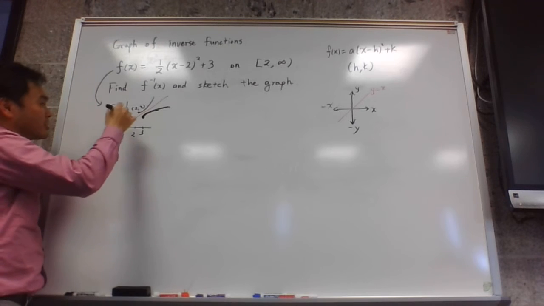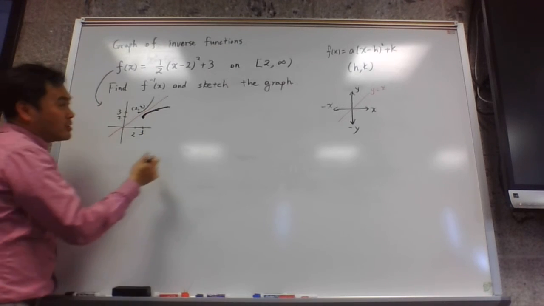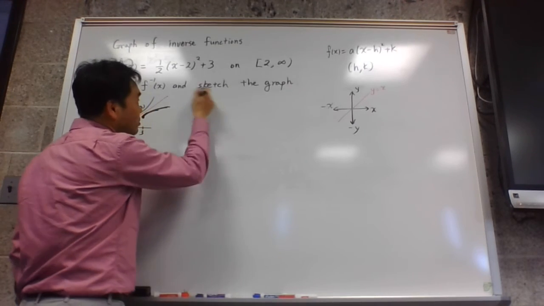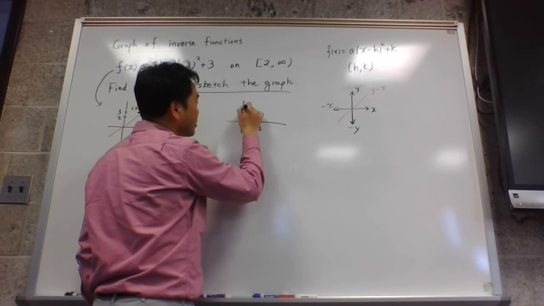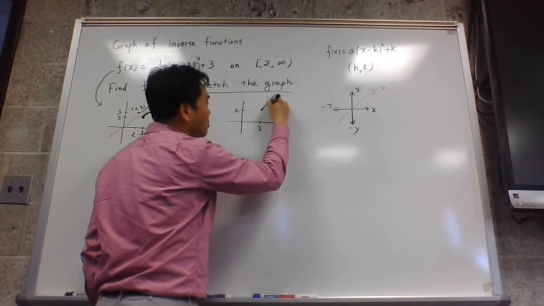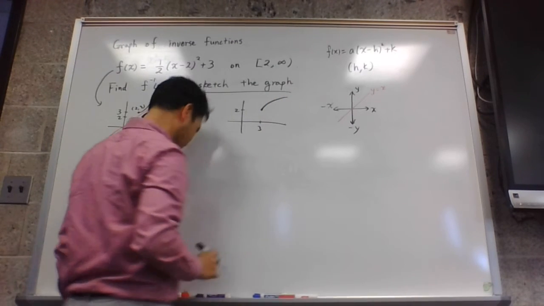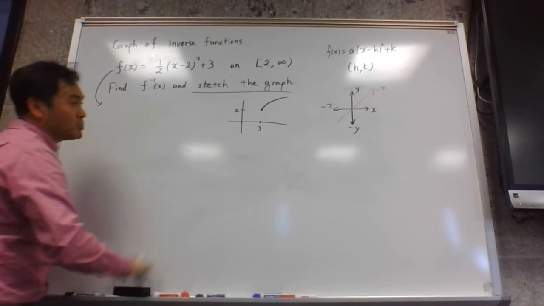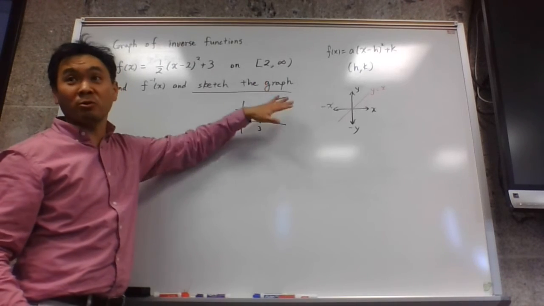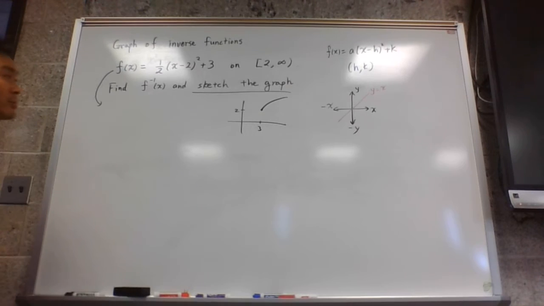Yeah, I just realized it. Okay, so the answer for the graph would be something like this. You have 3, 2, and it will be half a parabola from this. So that's the answer for the graph. And how do you obtain this? You flip the original graph over y equals x.